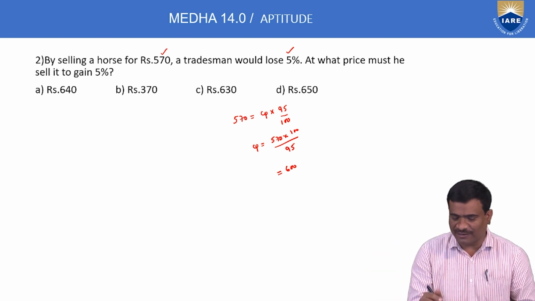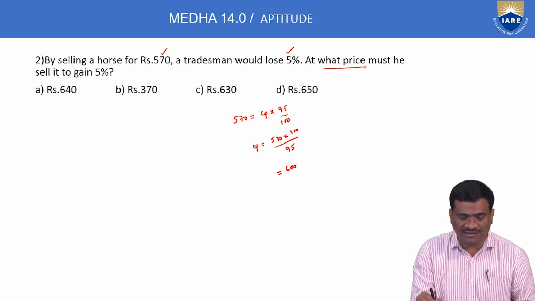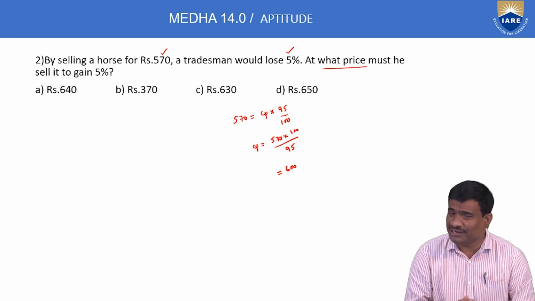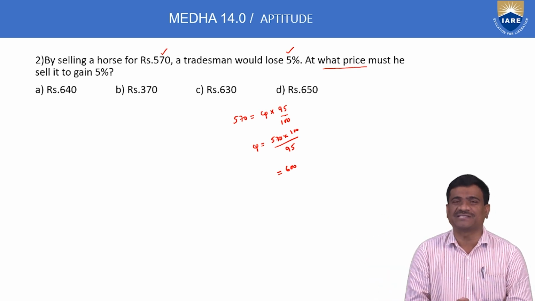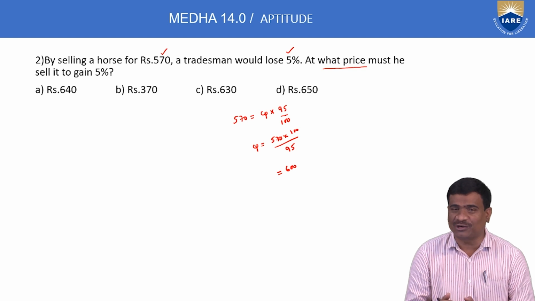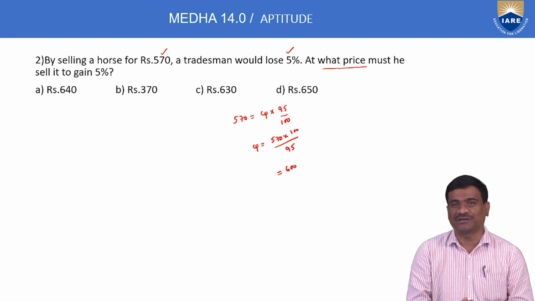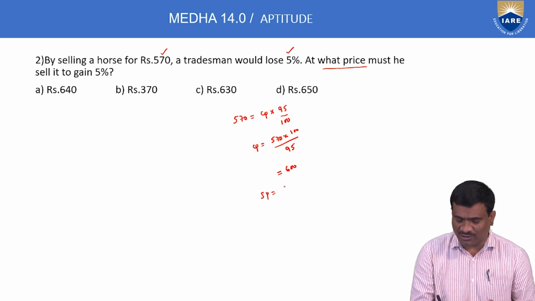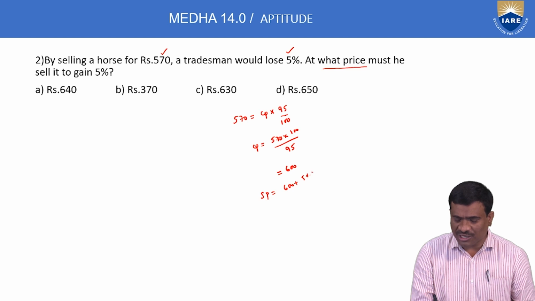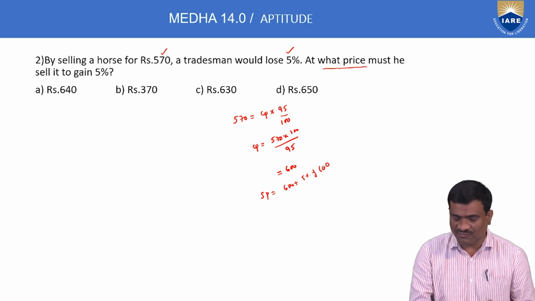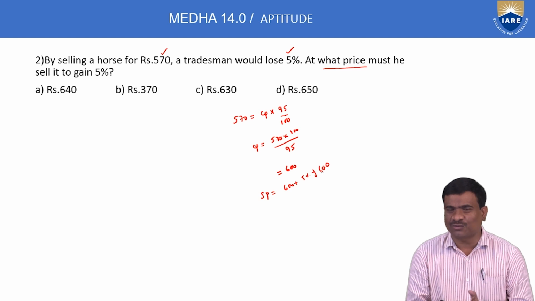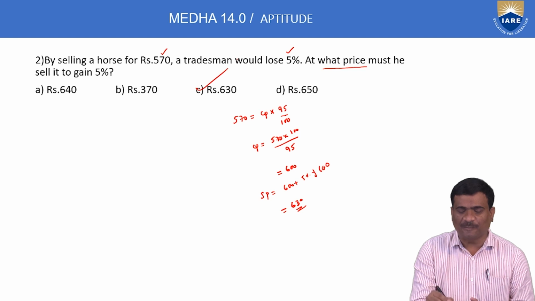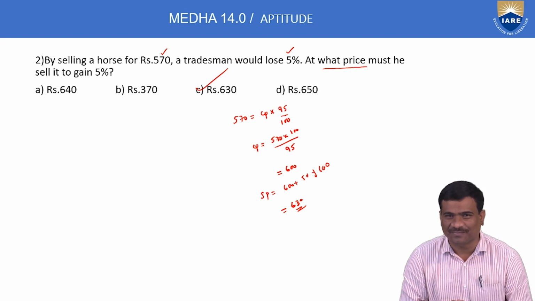But the next statement: at what price must he sell it to gain 5%? Second statement, calculate only the selling price when gain is 5%. Gain indicates profit percentage is equal to 5%. Method: selling price is equal to cost price plus 5% of cost price. 5% of 600 is equal to 30. Therefore, selling price is equal to 630. Option C is the answer.